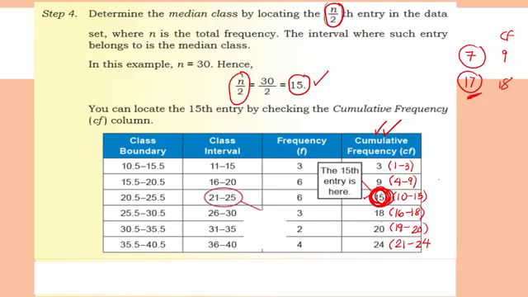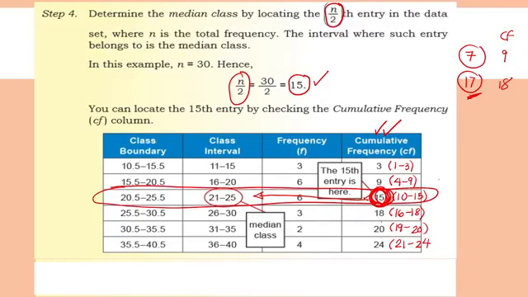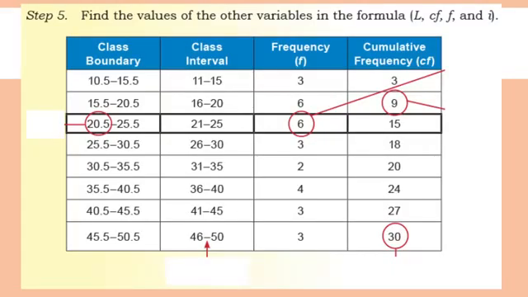So take note, if this is the 15th entry, go to your class interval. This is now the median class. Our median class is found over here. Now, step number 5. You have noticed I have emphasized this one. Look at this part here. That is the median class. Now, let's identify the different parts. L. This is your L. This one over here, that's the lower boundary.